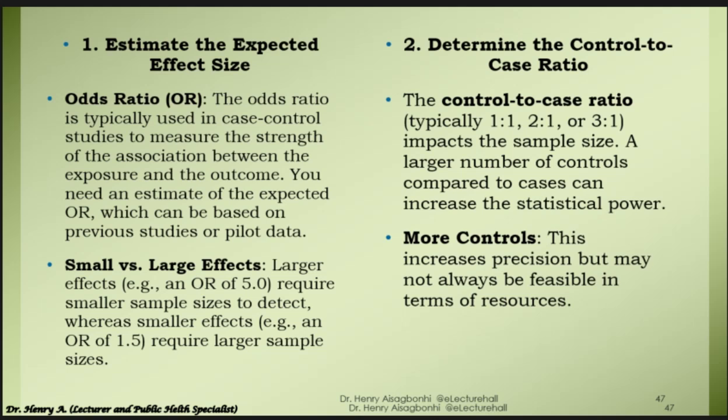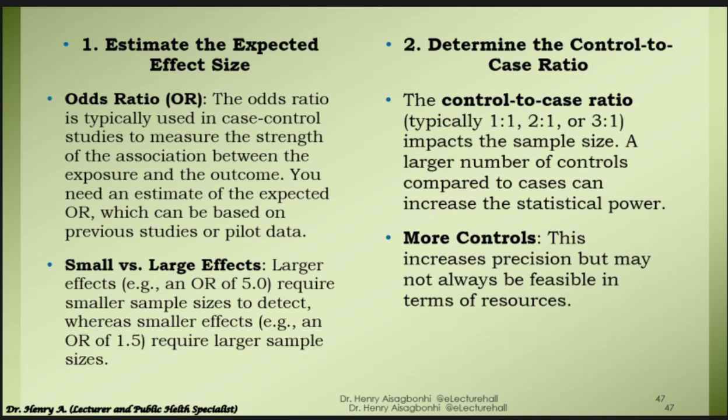Number 2, to determine the control to case ratio. You have to determine the control to case ratio. Now, the control to case ratio, in this case, simply impacts the sample size. For example, this is the control, this is the case. Maybe our control will be 1 and our cases will be 3. So for every 3 persons that are exposed to the disease, we have to get 1 control. And this will impact your sample size.